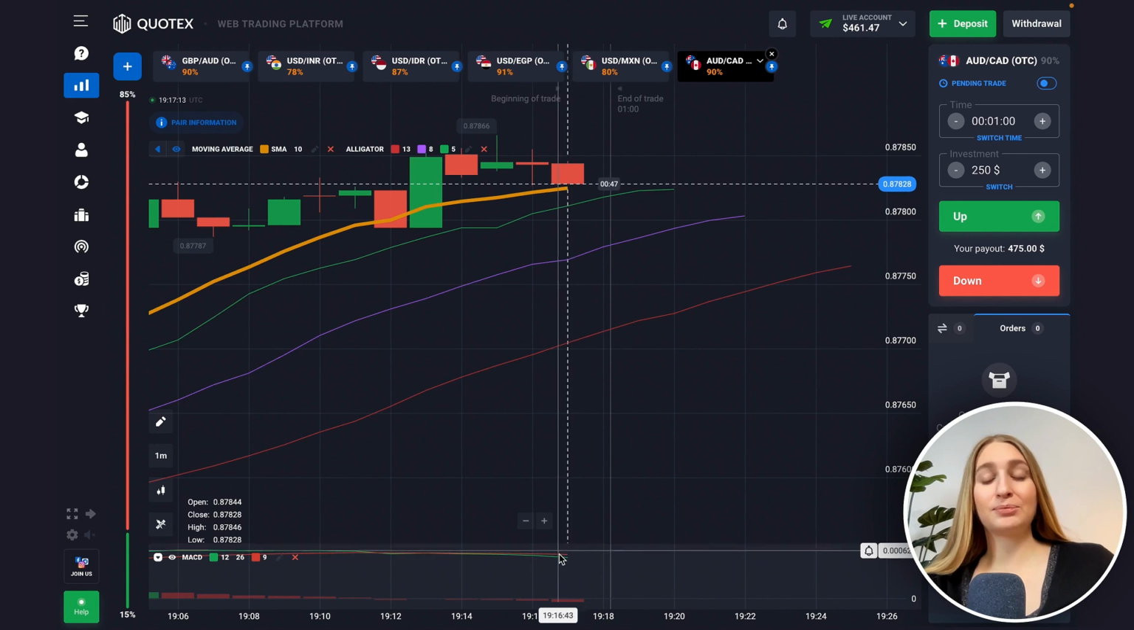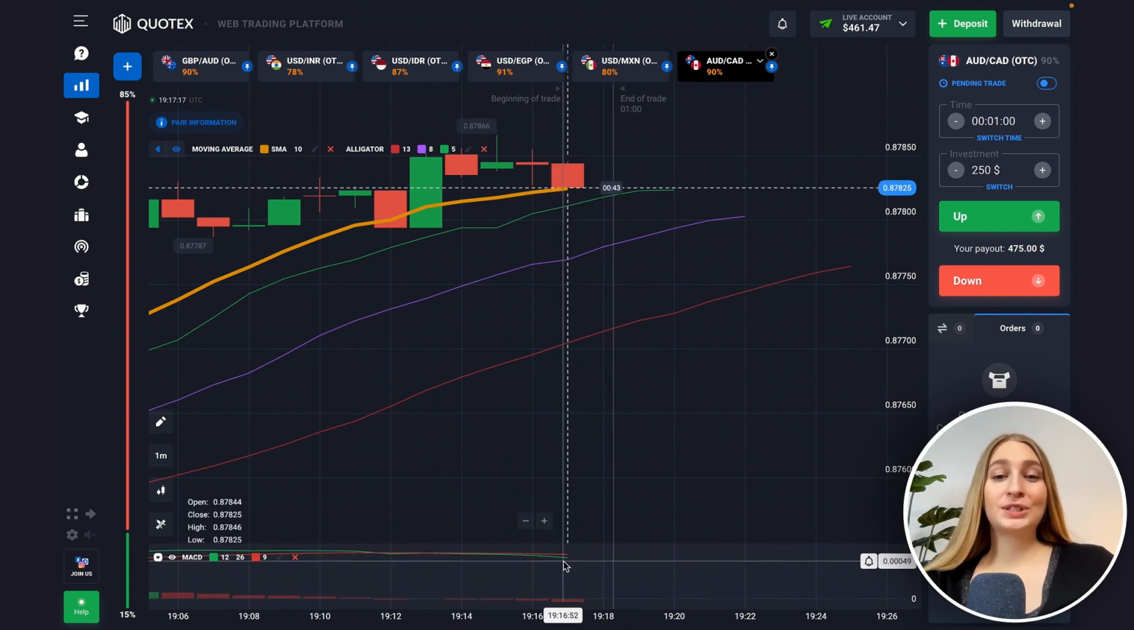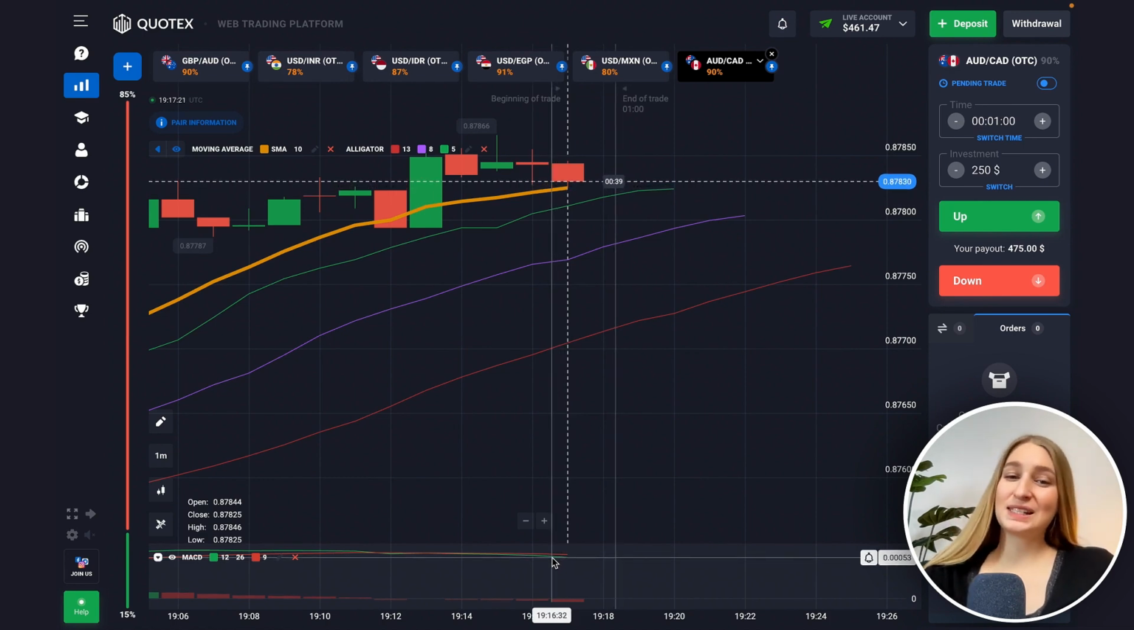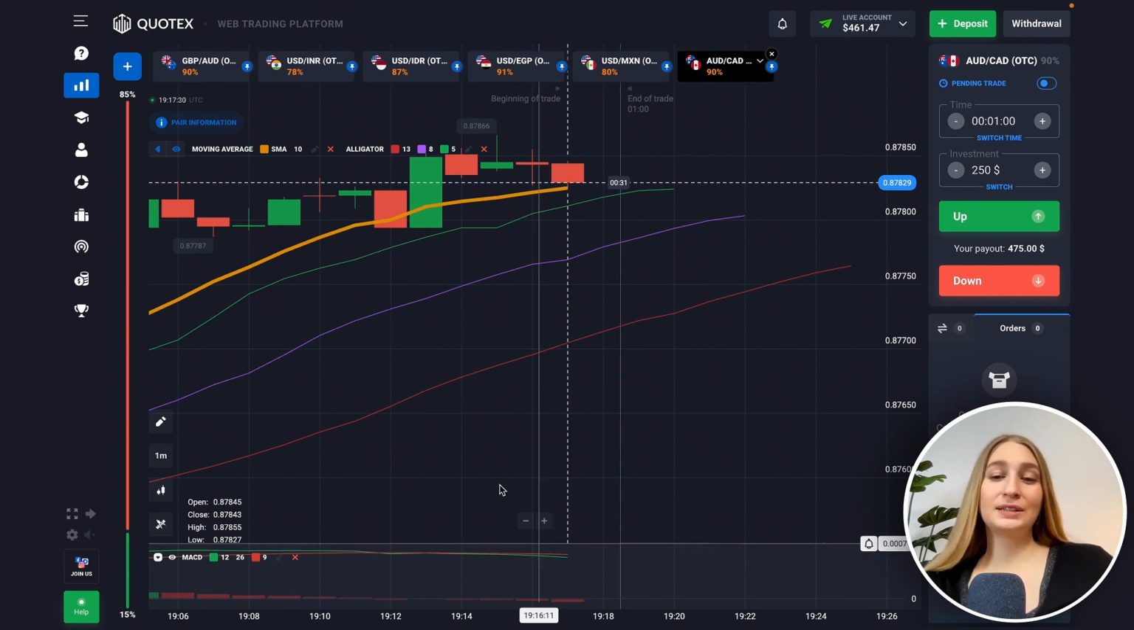MACD is showing us a pretty messy situation with lines. You see they are going straight forward and they are pretty messy, and I'm not really sure if I need to make a trade here. So I think I will wait a little bit.